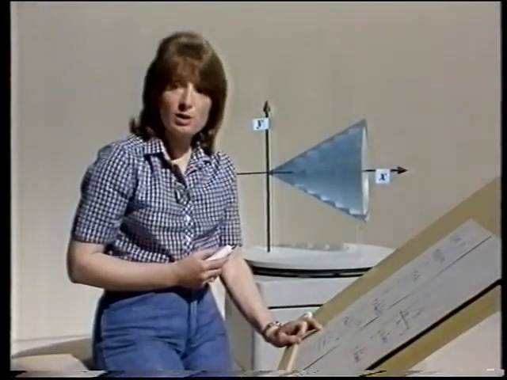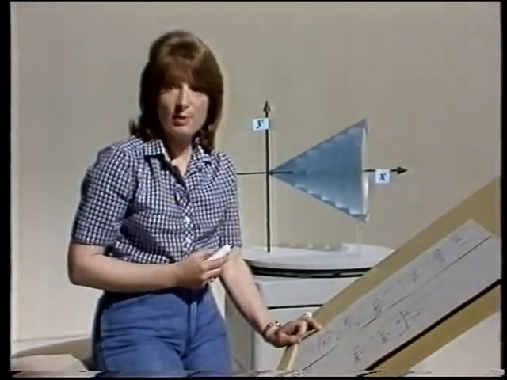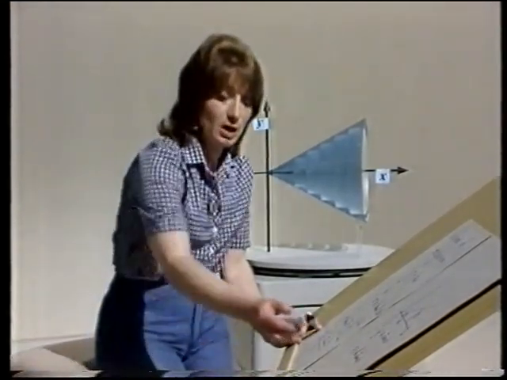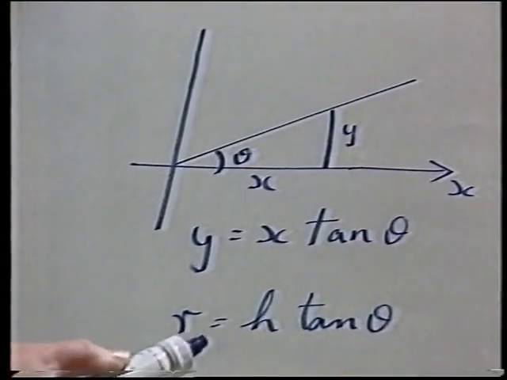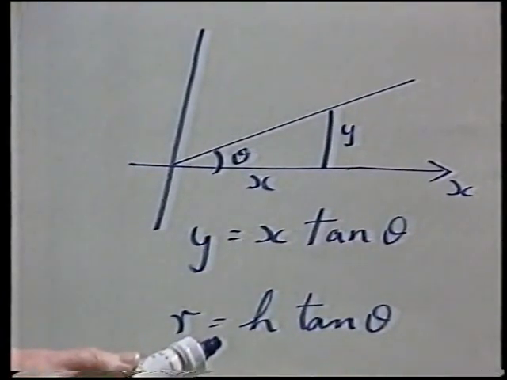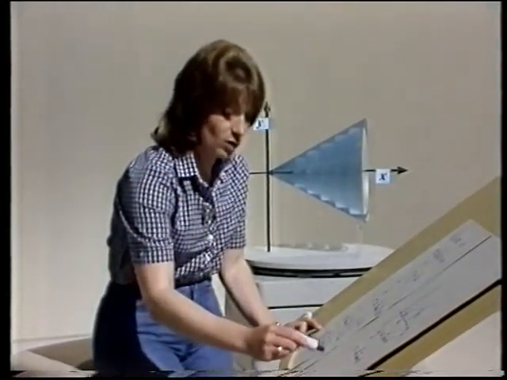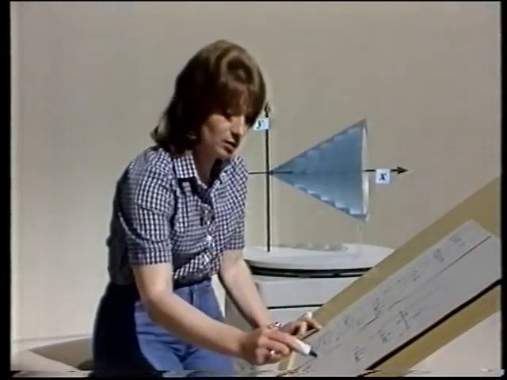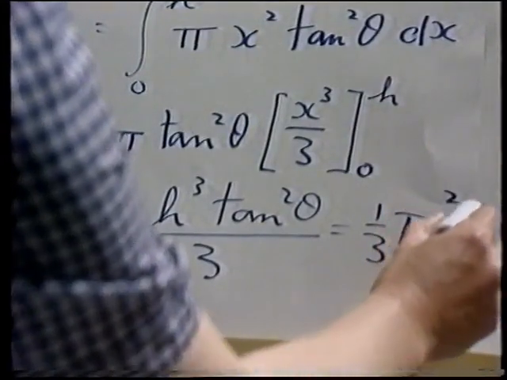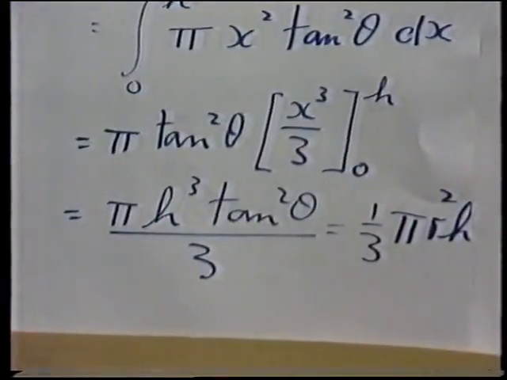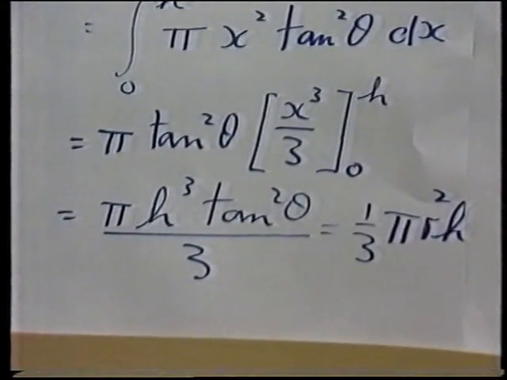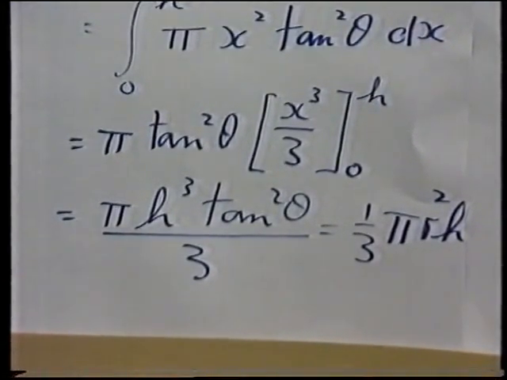Again, we can express this in terms of the base dimension, because here r is equal to h tan theta, and so we get the volume of 1/3 pi r squared h, and it's 1/3 the base area times the height, which you remember is the same as we got for the pyramid.